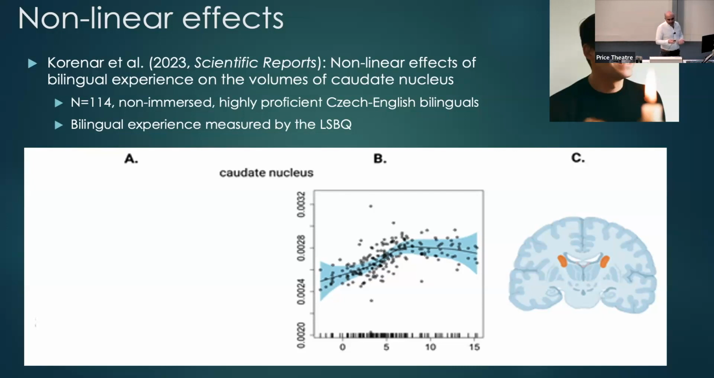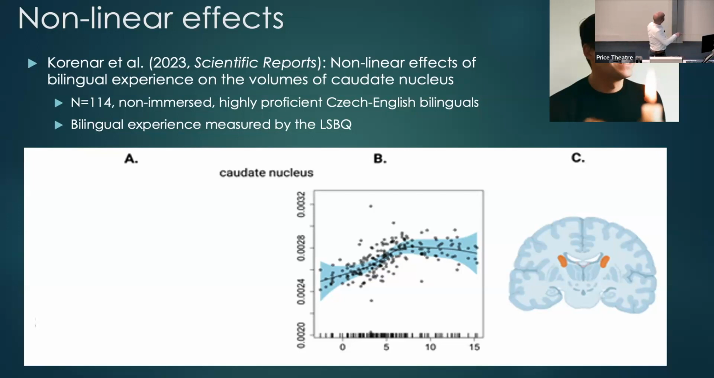We looked at the caudate, because the caudate is the one structure that is very commonly reported in the literature. It's one of those that got me thinking about whether it's for non-immersed ones, immersed ones, and so forth, right? So the caudate is here in the brain. In this graph, you see something that got me really, really excited.